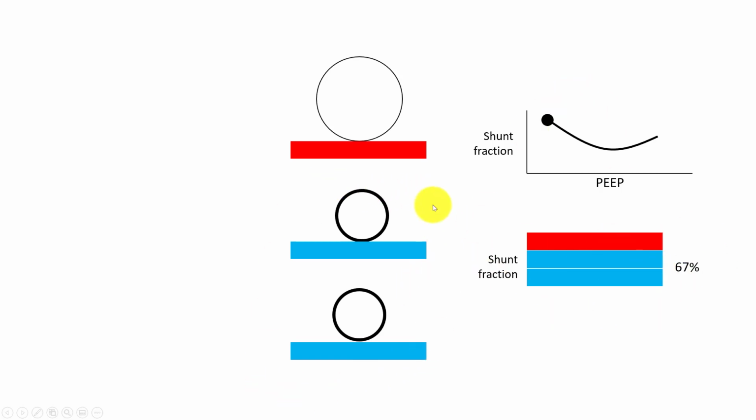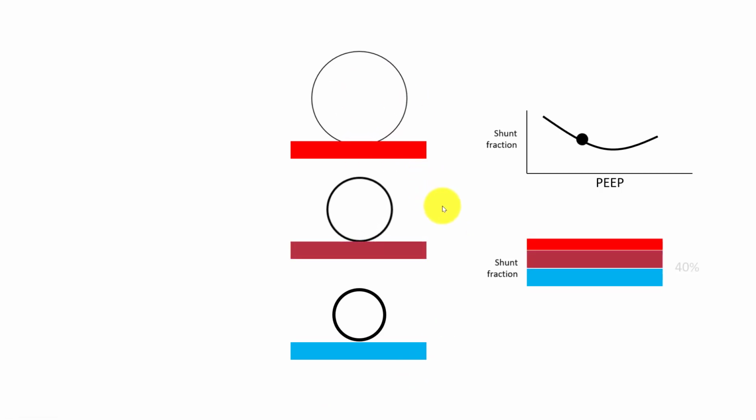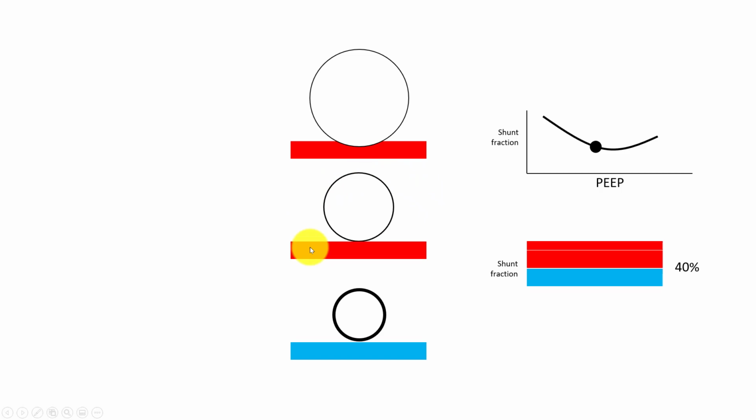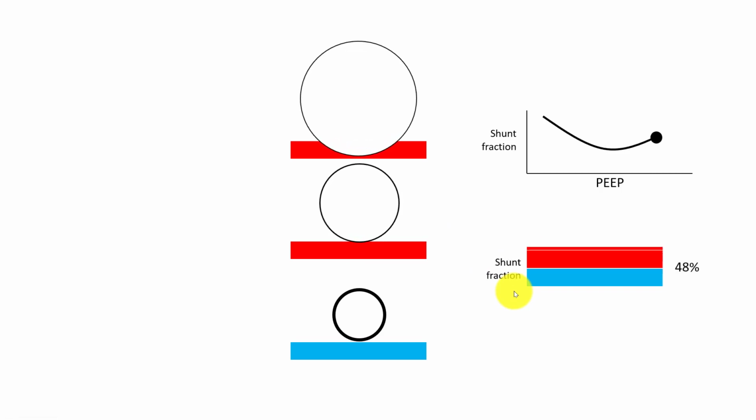We have got 2 shunted alveoli and 1 normal alveoli. And as you increase the PEEP, you improve the shunt in one of the shunted areas, and your shunt fraction has decreased. However, if you keep on increasing, you are trying to squeeze the blood out of the normal areas, and your shunt fraction again starts going up. So your optimal PEEP is the point where your shunt fraction is the lowest.